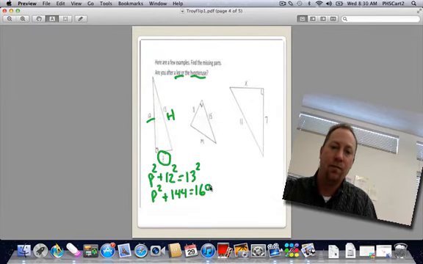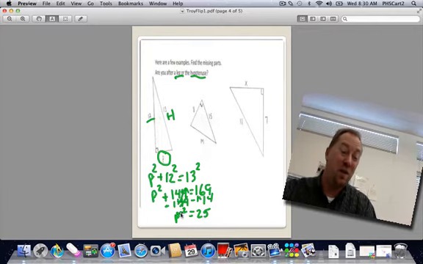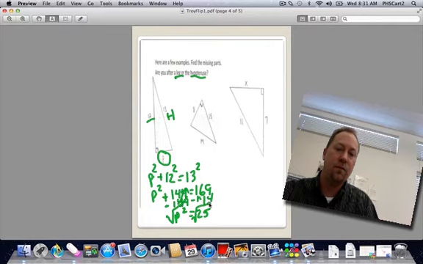By solving that, we move the 144 over, minus 144, and I have p squared equals 25. How do we undo something that's squared in algebra? Opposite operation means that we have to take the square root. So we're going to take the square root of both sides here. You guys know the square root of 25, we're going to wind up with 5. So in this case, p equals 5.